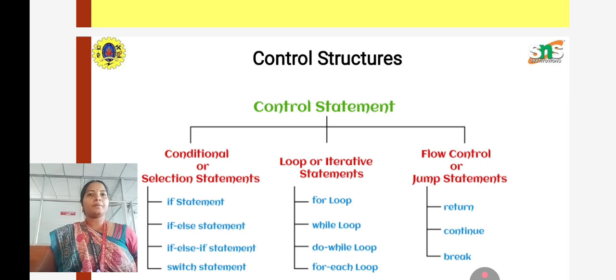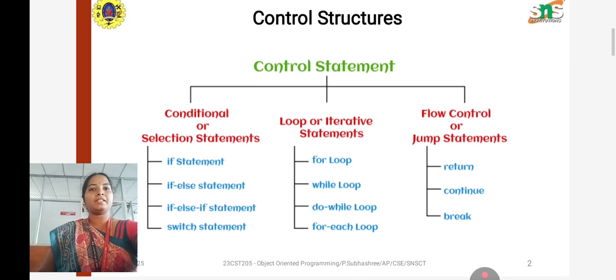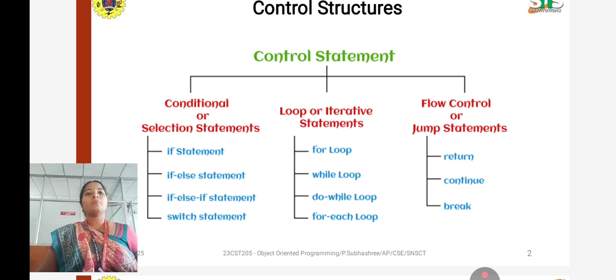Now we are going to see about control structures. Control structures consist of three types: conditional statements, which can also be named selection statements, then looping or iterative statements, and flow control or jump statements. The conditional statements consist of if, if else, and switch statements. Whereas the loop or iterative statements consist of for, while, do while and for each loop. In the flow control or jump statements, the statements are return, continue and break.